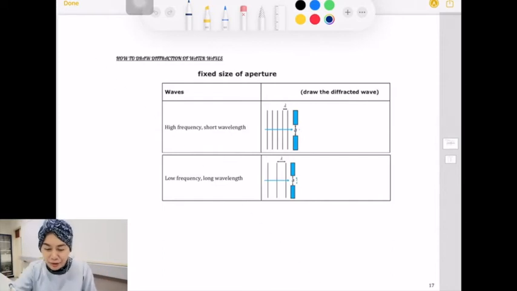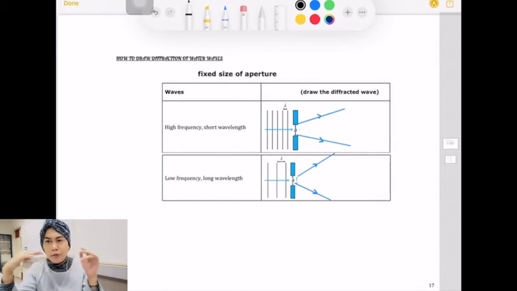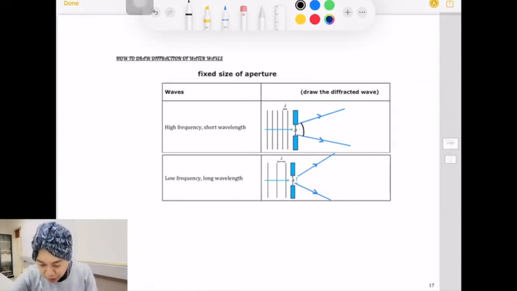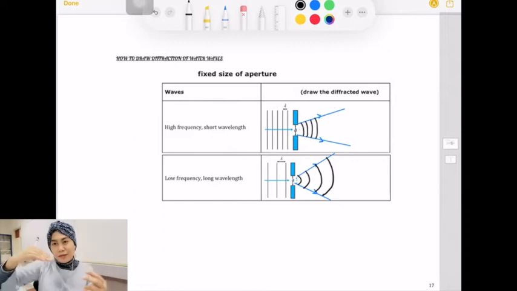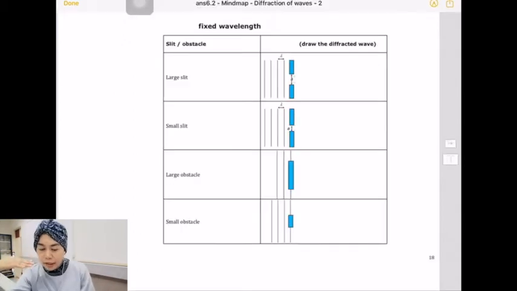So let's draw that and see. The direction of the spreading out of the wave will look something like that. Now to draw the wavelength that comes out, you have to make it curve a little, but make sure that the wavelength doesn't change. Three is enough. The curved shape is more obvious for the longer wavelength and less obvious for the shorter wavelength.